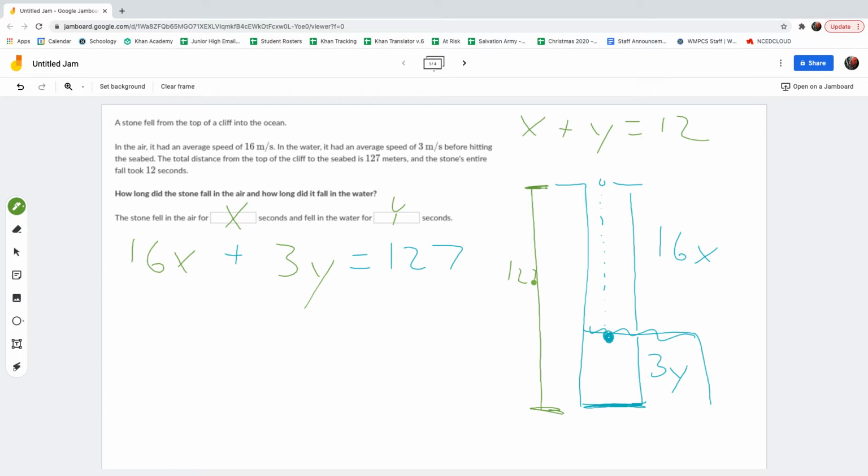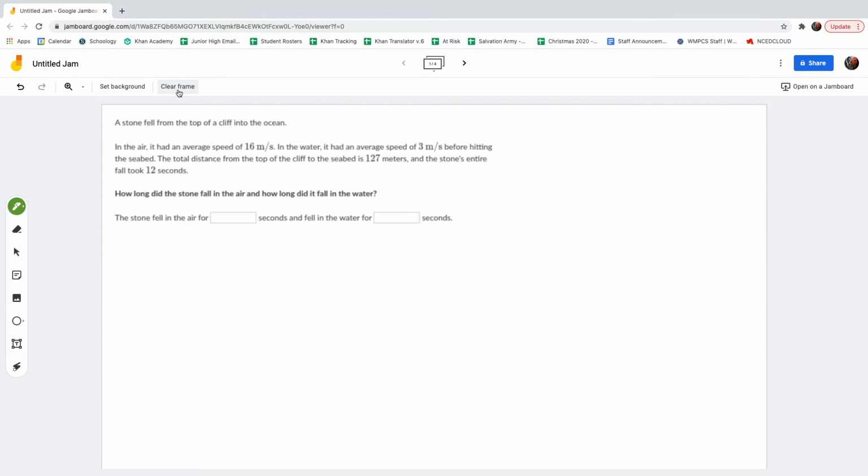All right, so I am going to see if I can make a copy of this real quick again and clear that out. We'll put it back. And so here were our equations. Our first equation happened to be x plus y equals 12. My next equation that we came up with was 16x plus 3y equals 127.